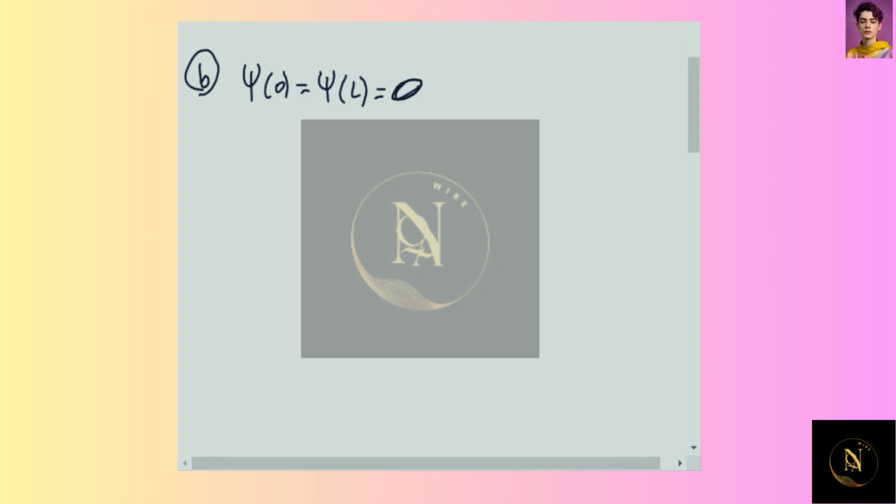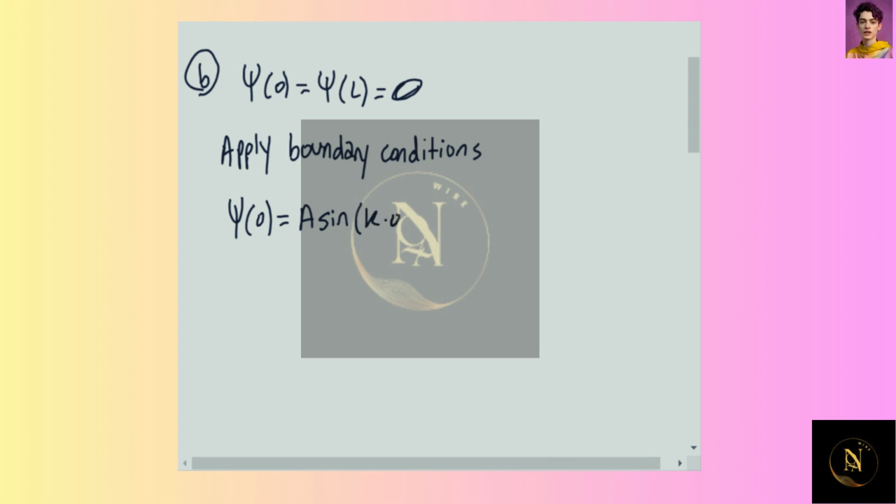Sorry, it's a 0. And now we want to apply our boundary conditions. So we will plug in 0 for our psi function. So psi of 0 is going to equal a sine of k times 0, and sine of 0 is 0. So we have a times 0, and psi of 0 equals 0.